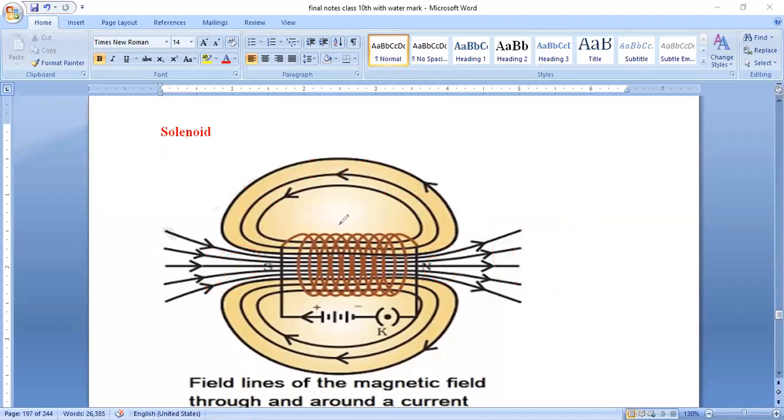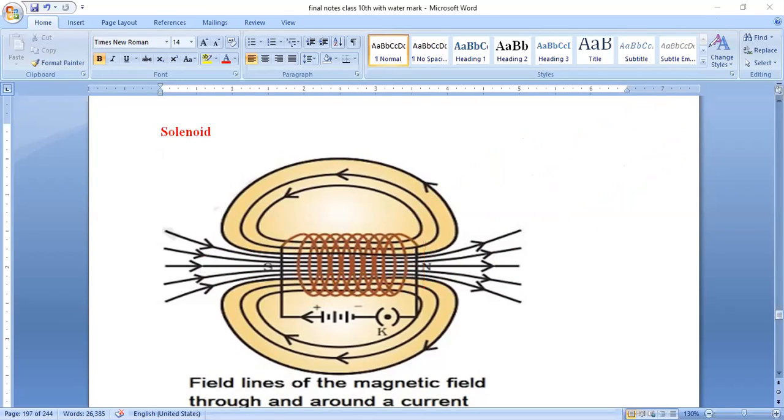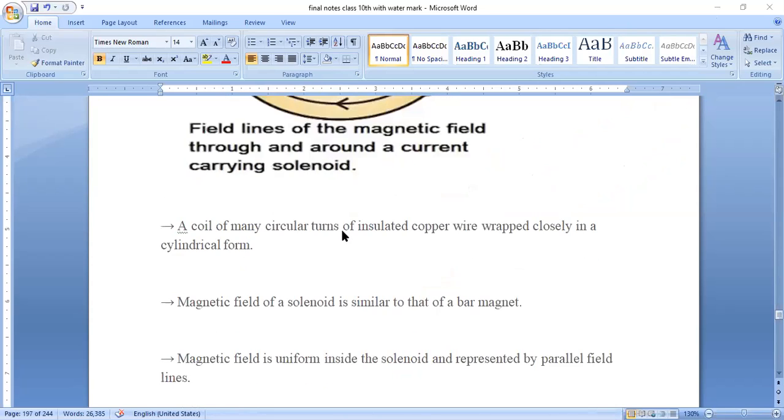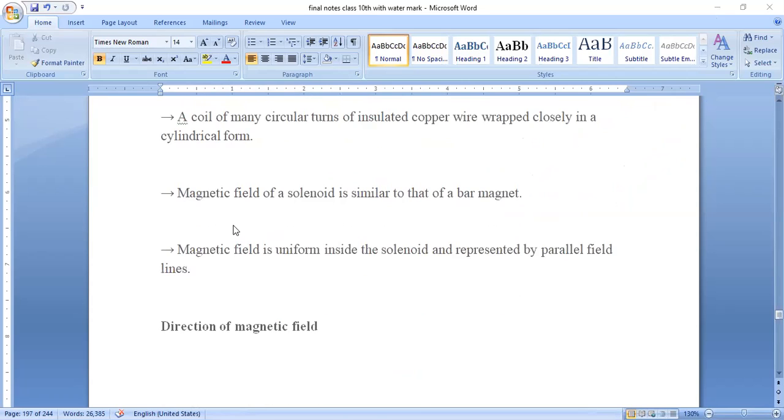So remember, this solenoid is exactly acting like a bar magnet. Whatever the bar magnet's characteristics are, that type of characteristics this solenoid also possesses. Understood? See, a coil of many circular turns of insulated copper wire is wrapped closely in a cylindrical form. The magnetic field of a solenoid is similar to that of a bar magnet. What did I say? The magnetic field of a solenoid is similar to that of a bar magnet. A solenoid is exactly the same as a bar magnet.